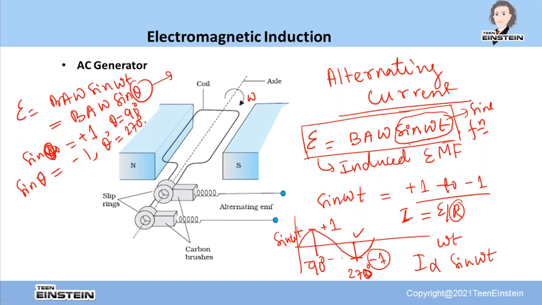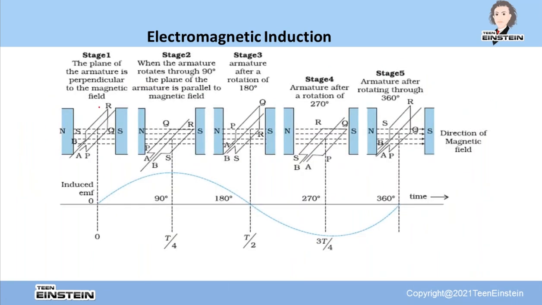Here we can exactly understand from this rotation how the flux is actually changing, to make the induced EMF go from 0 to maximum value plus 1 and minimum value minus 1. Let us see how it is happening. In this first stage, this coil is also sometimes called the armature.